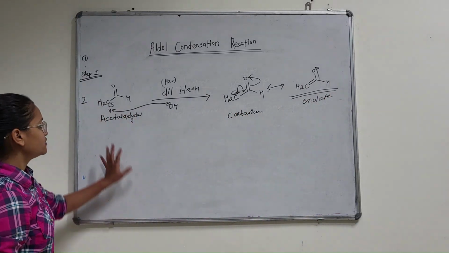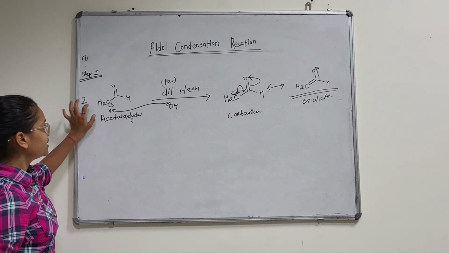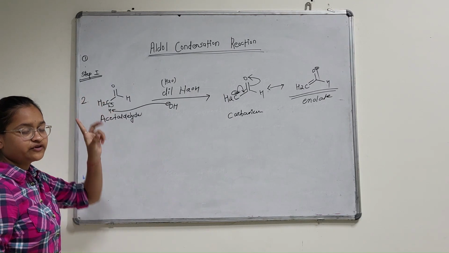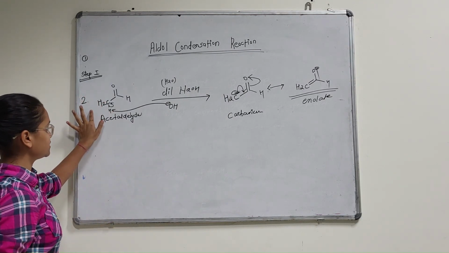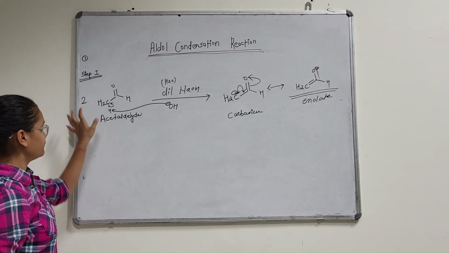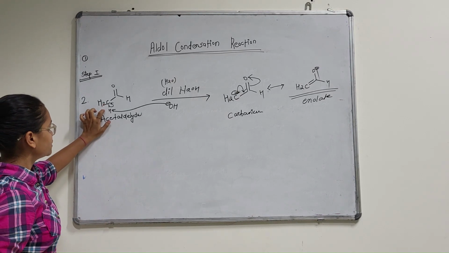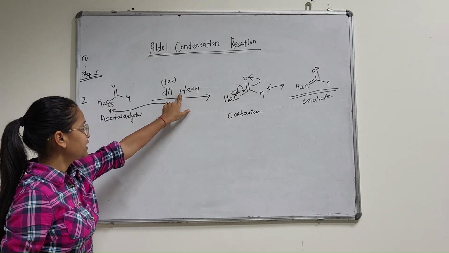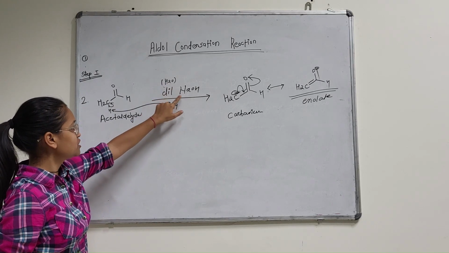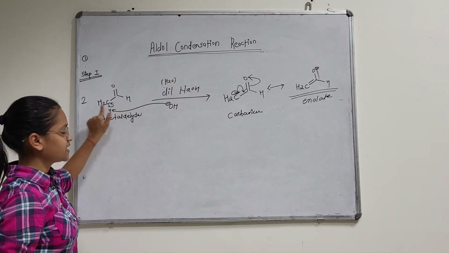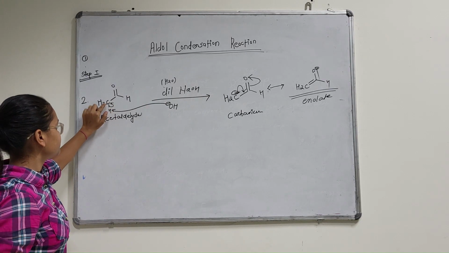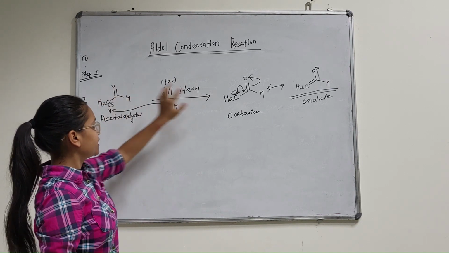So let's see what we do in the first step. We take 2 moles of acetaldehyde, but we use only 1 mole in the first step. Our remaining 1 mole we use in the second step. In the first mole, we use diluted NaOH, that means water with NaOH. So the base abstracts the acidic proton. This charge will shift onto the carbon atom, and we get our product.